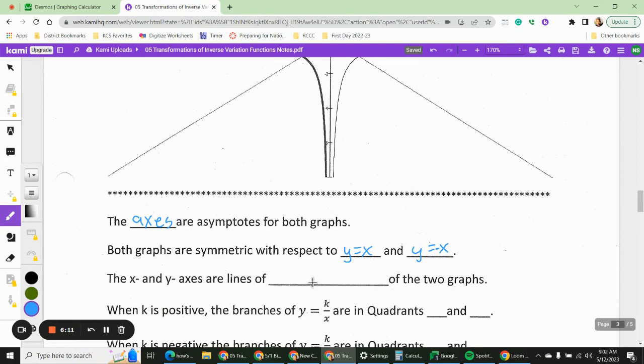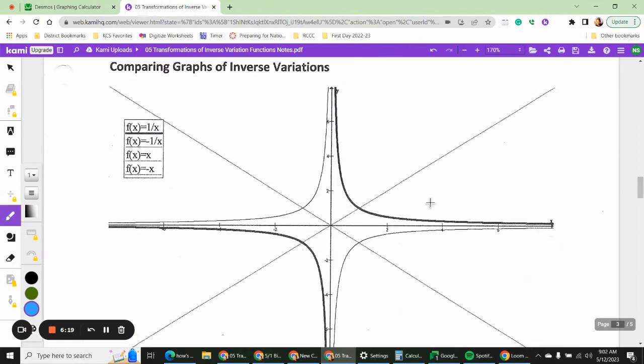Now, the x and y axes are lines of reflection for the two graphs. You can see the first branch for y equals 1 over x is right here, and then the first branch for y equals negative 1 over x is over here. They're mirror images of each other.